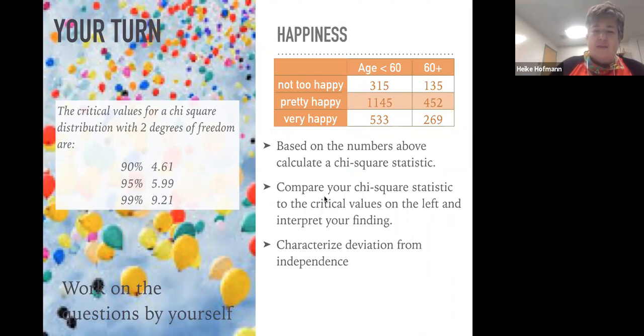And then you can compare your chi-square statistic to these values. So for 2 degrees of freedom, a chi-square distribution means only 10% of all values will be higher than 4.61. Only 5% of all values will be higher than 5.99. And only 1% of all values will be higher than 9.21.